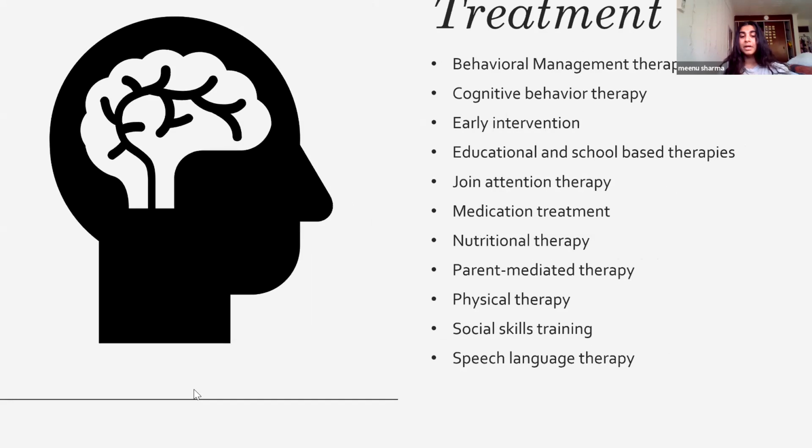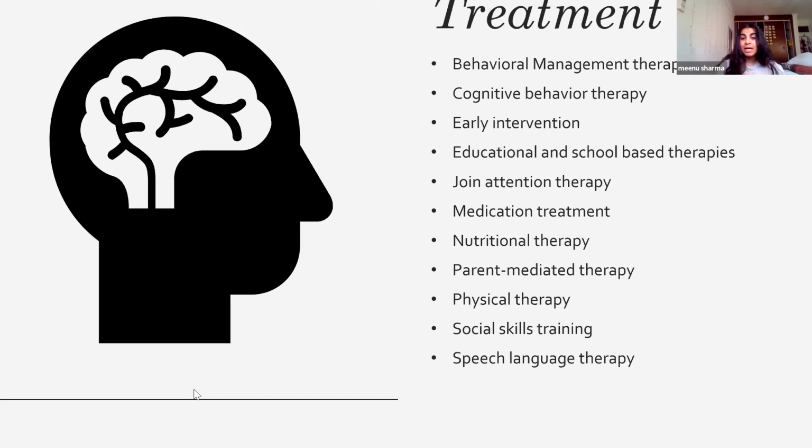Nutritional therapy. This is using nutrition to approach autism. Certain foodstuffs such as vitamin B6, C, and magnesium are used to improve symptoms in autistic children. Parent-mediated therapy. This is the type of therapy where parents learn techniques from professionals and provide specific therapies to their own child.